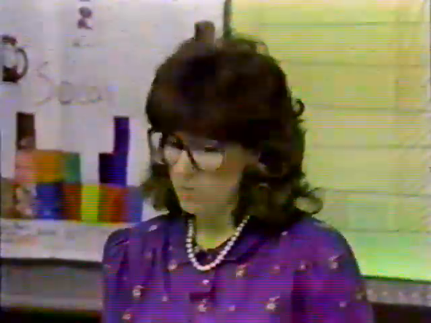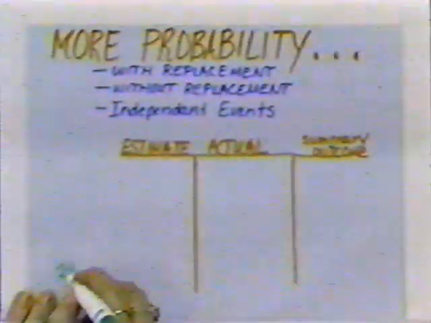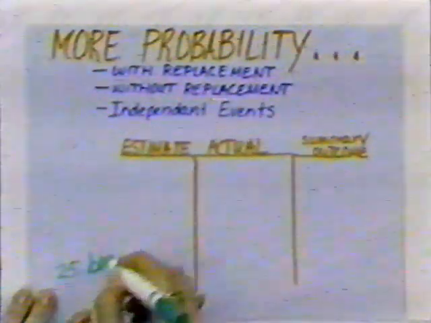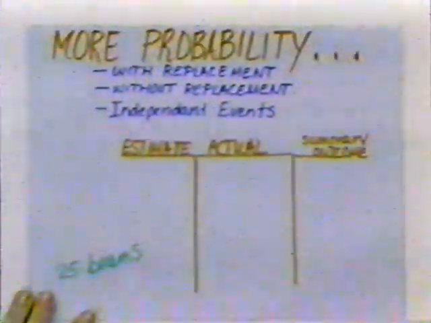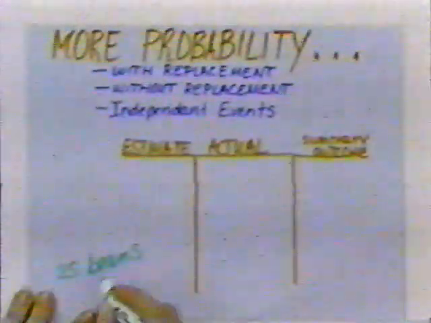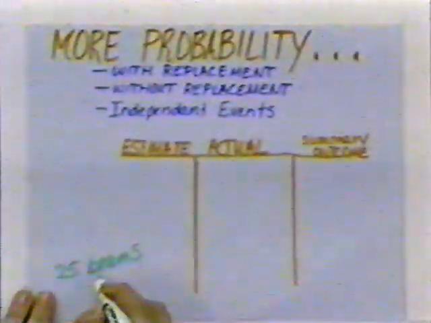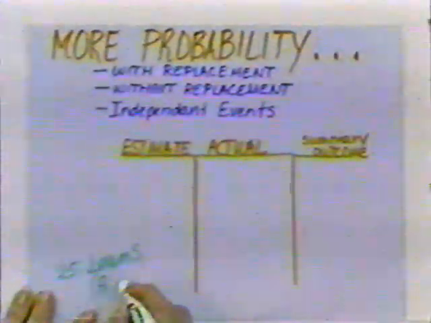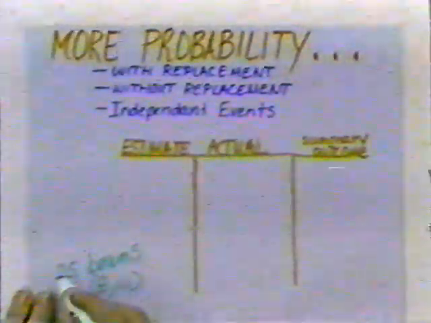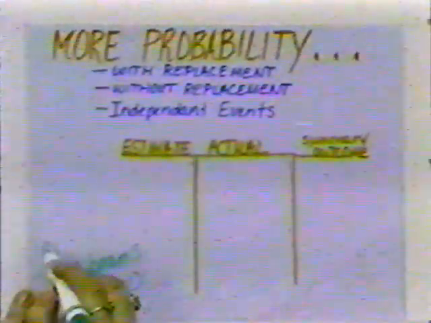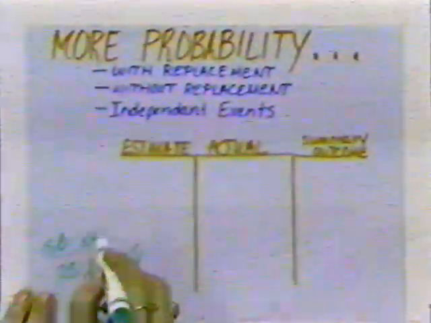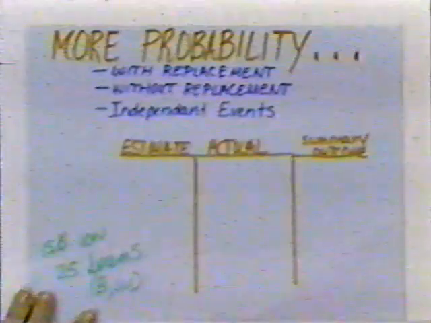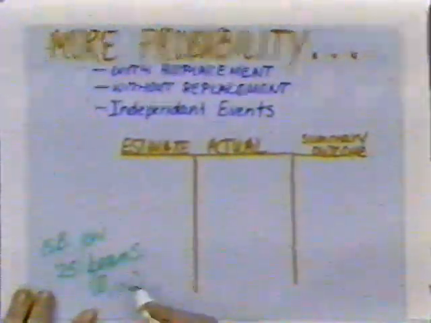For instance, if we have 25 beans in the bag, and we want to first draw a blue one, and then we want to draw a white one, and the 25 beans are 15 blue and 10 white. What is our chances of drawing the beans in this order?